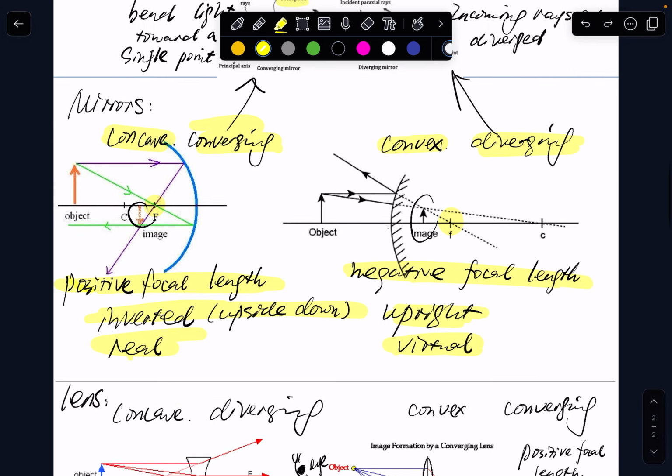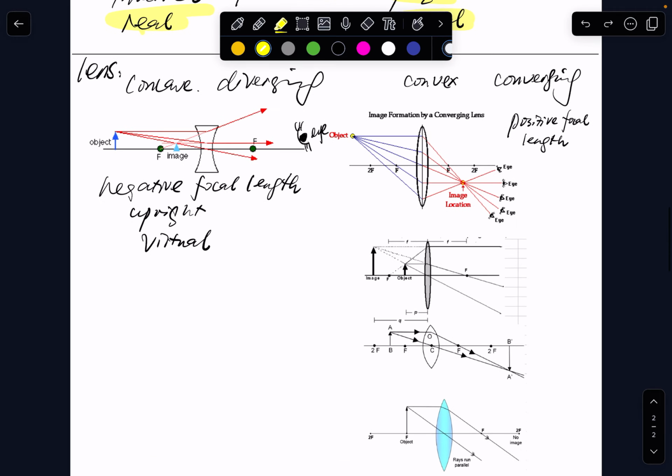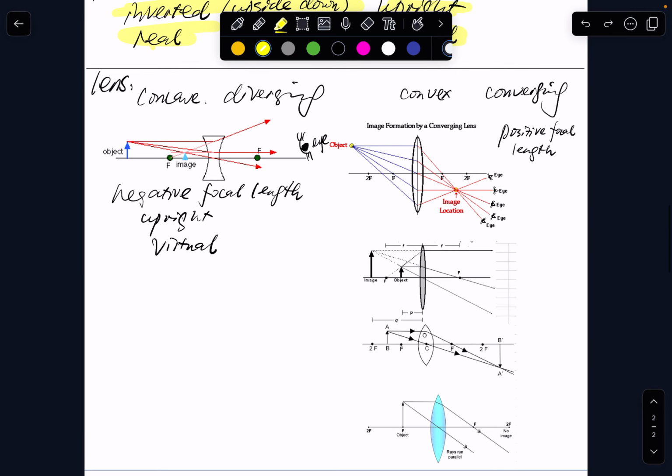Okay, now let's switch gears to lenses. Lenses are more high-yield than mirrors on the MCAT. As you can see, I also drew two types of lenses here. One is the concave lens and one is the convex. The concave one is bending inward, and the convex one is bending outward.